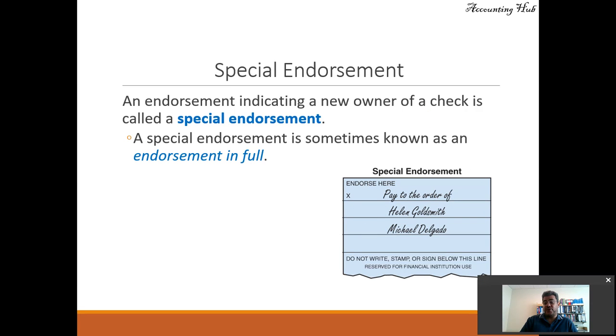With the special endorsement, Mary Smith can do everything she wants with my check, or here in this scenario, Helen Goldsmith can do anything with this check, as allowed by Michael Delgado.